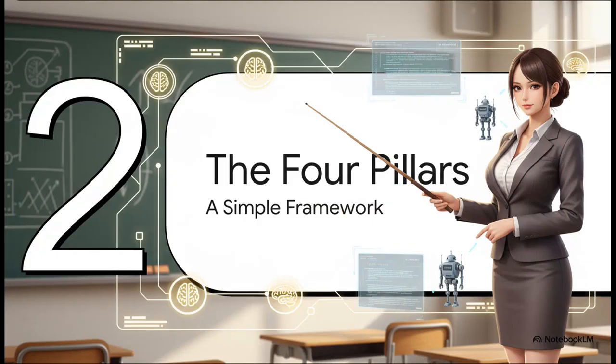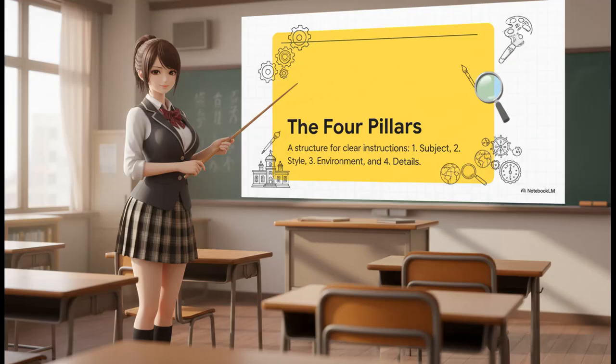So that brings us to the core of this whole thing, a simple framework I like to call the 4 pillars of prompting. This is the secret sauce. This is how you take a fuzzy idea and turn it into a specific command that an AI like Stable Diffusion can actually understand and bring to life. Just think of these pillars as the 4 essential building blocks for any great prompt. You've got subject, style, environment, and details. By just walking through them one by one, you're giving the AI all the context it needs to stop guessing and start creating something amazing.